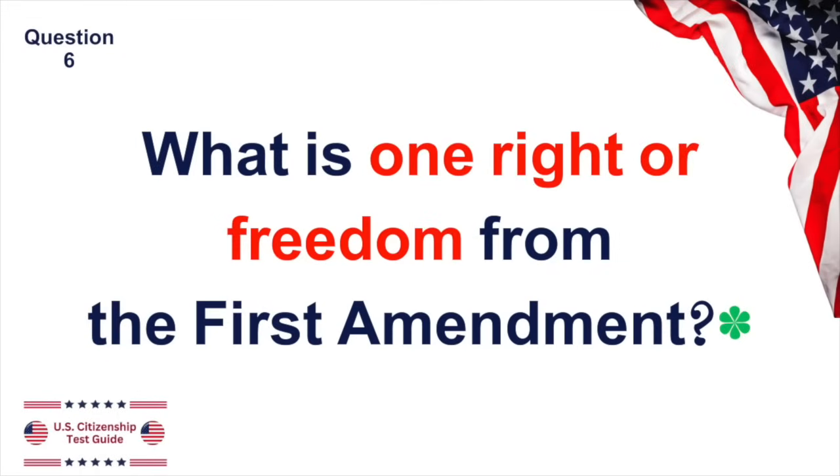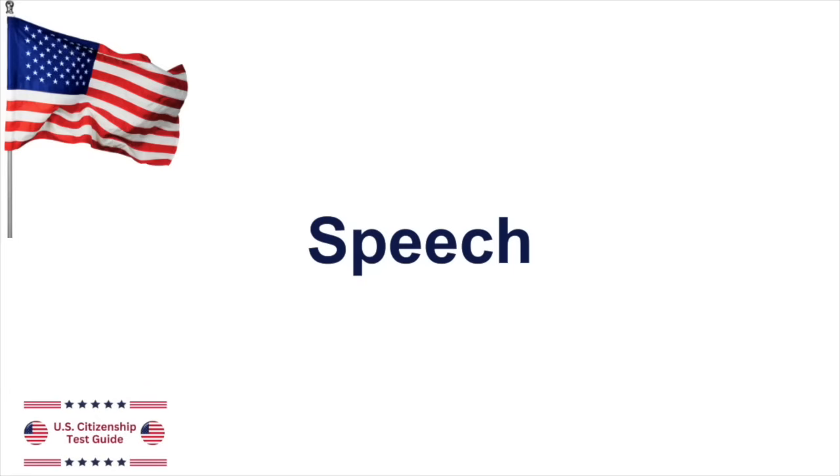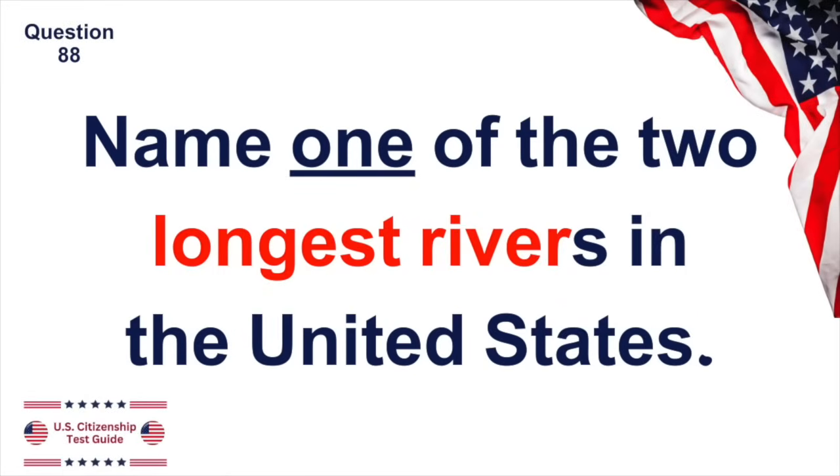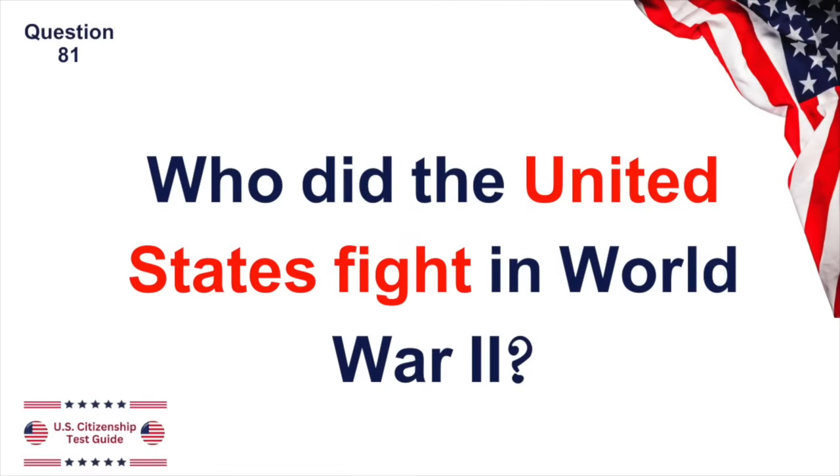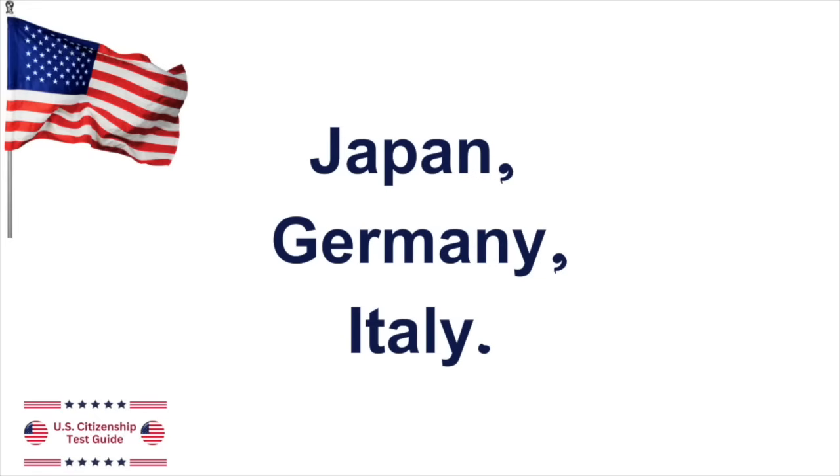What is one right or freedom from the First Amendment? Speech. Name one of the two longest rivers in the United States. Missouri River. Who did the United States fight in World War II? Japan, Germany, and Italy.